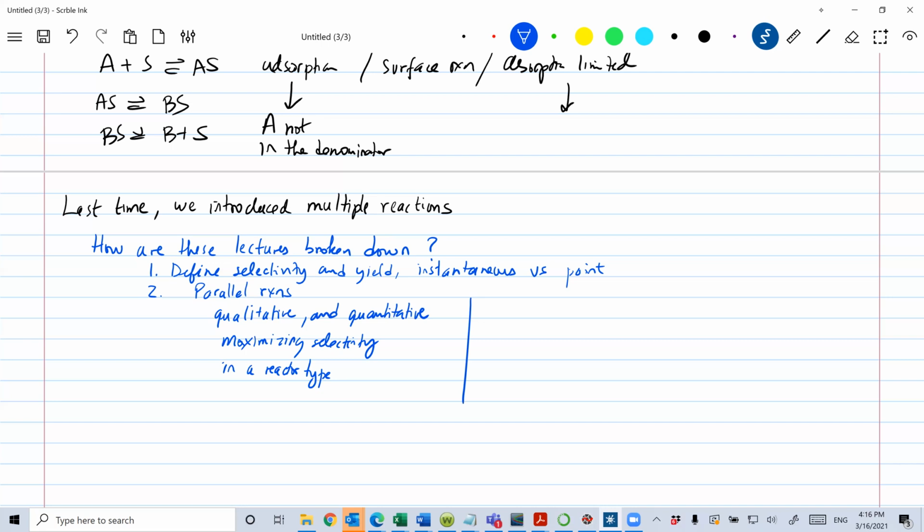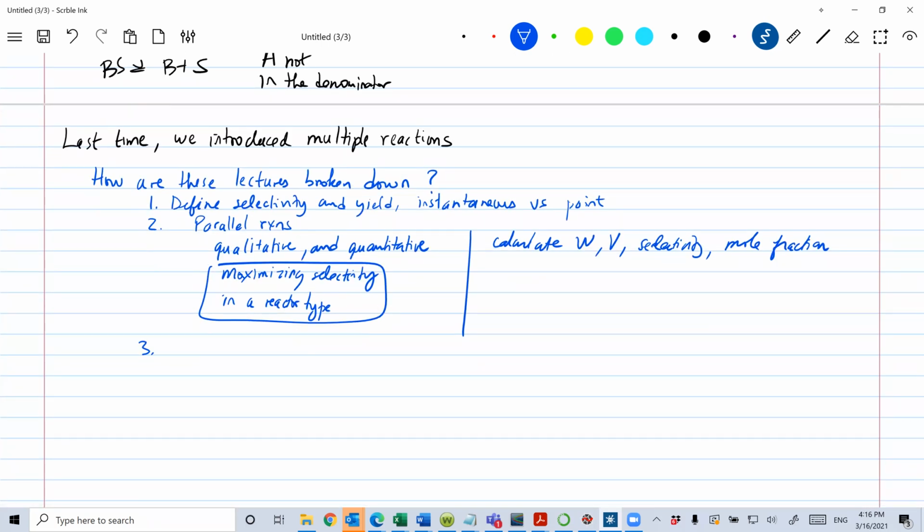And then you have another set of problems. This is from our maximized selectivity. Another problem is to calculate things like catalyst weight, volume, selectivity, mole fraction. So these are things that are similar to what we did at the beginning of class. And then we do the same thing for series.